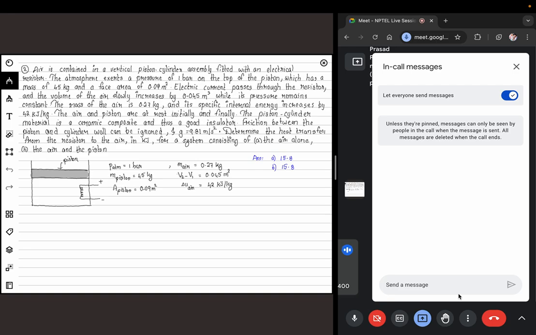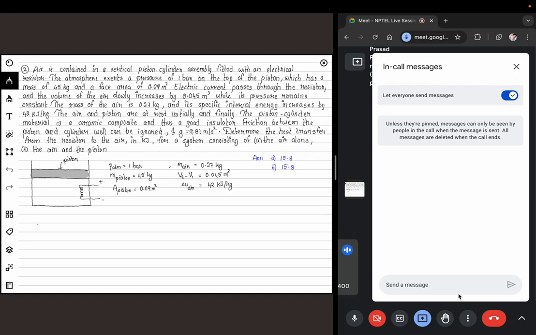The electric current passes through the resistor, and the volume of the air slowly increases by 0.05 cubic meter while its pressure remains constant. So why are we saying the pressure remains constant? It's because we are assuming the process to be very slow. If the process is very slow, then if you consider a free body diagram of the piston, the force exerted on the piston by the atmosphere and the air will always be equal, as the piston is moving with negligible acceleration. So the pressure of the air will always be equal to the pressure exerted by the piston on top of it.